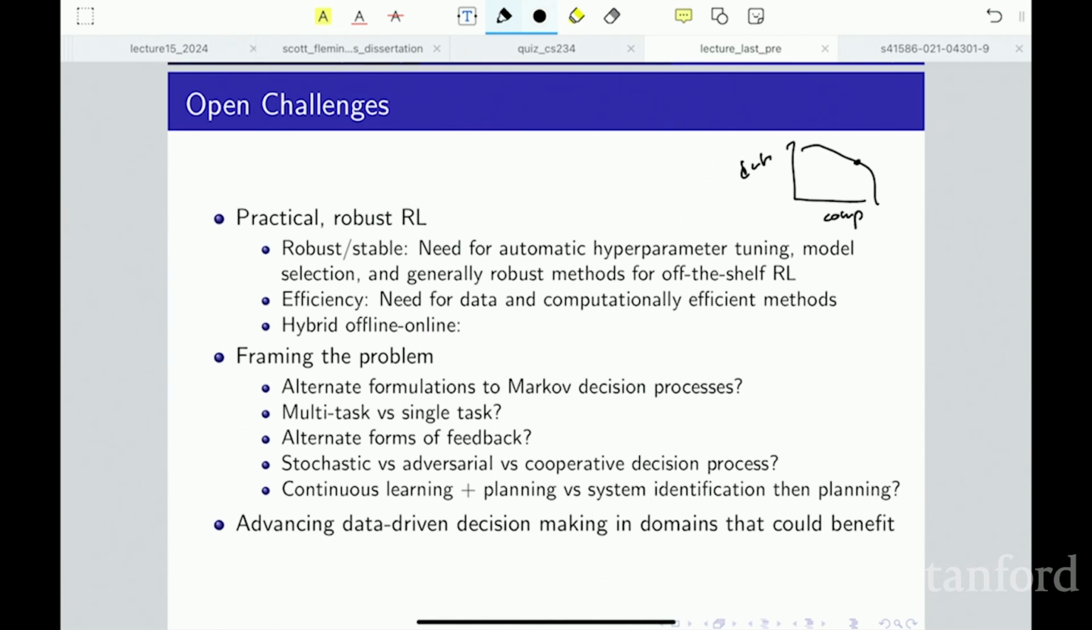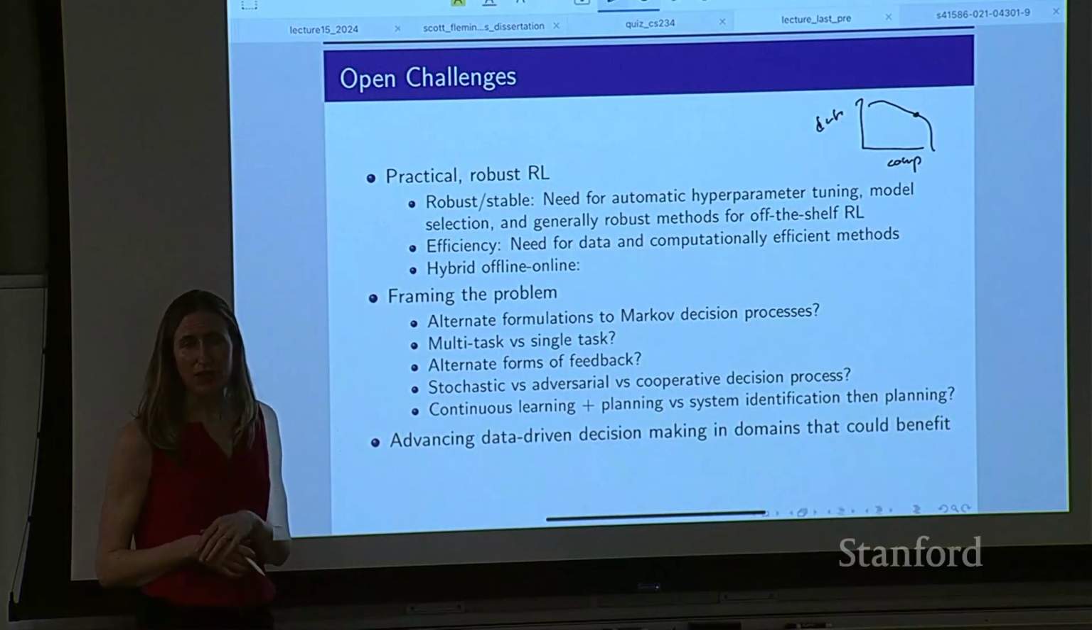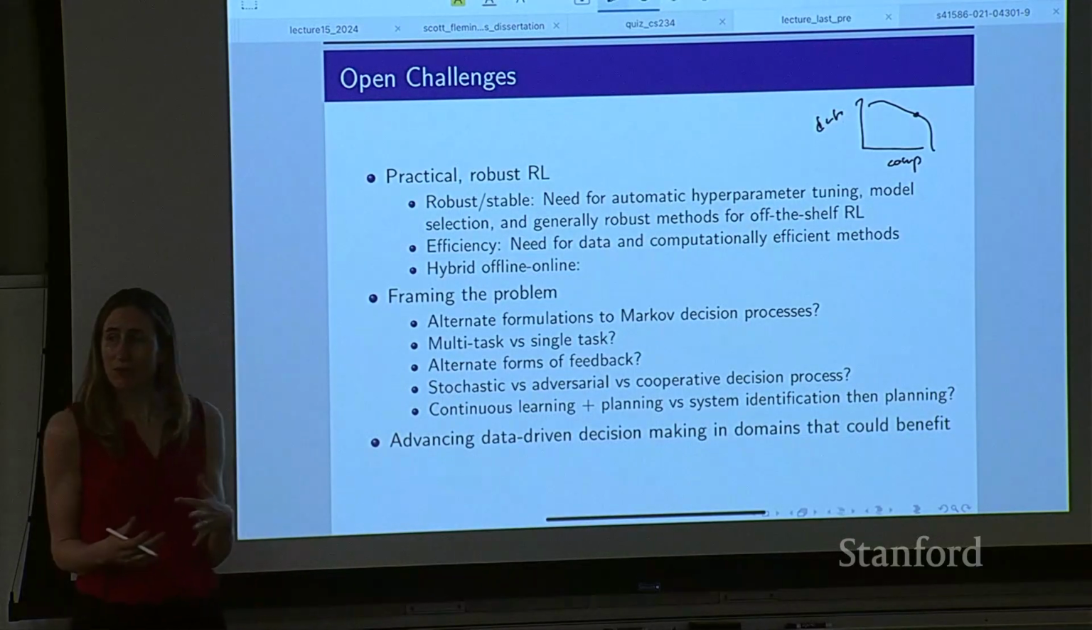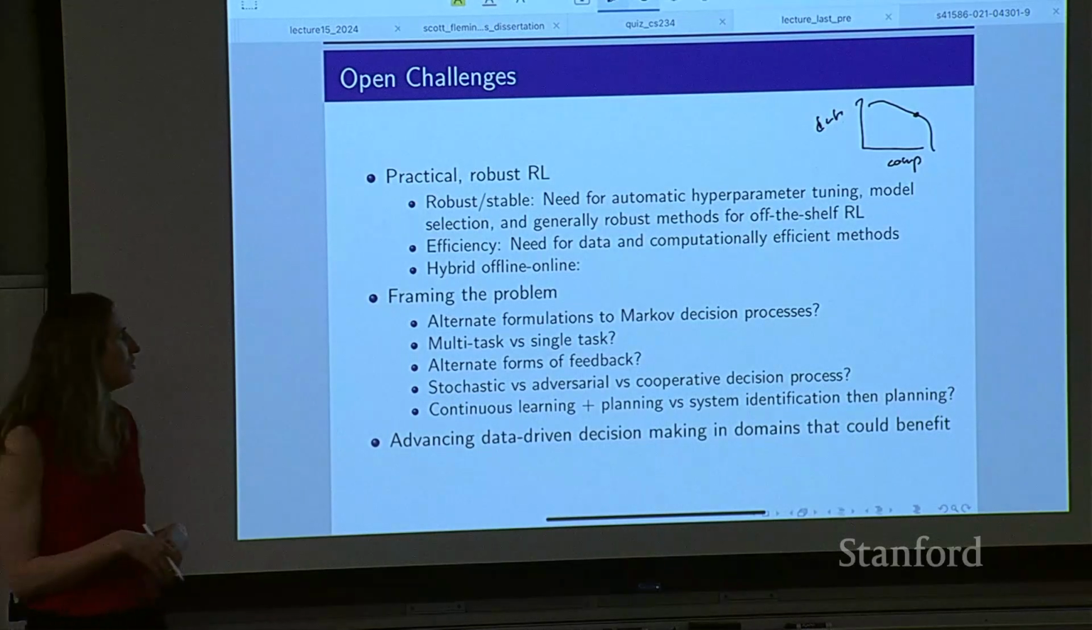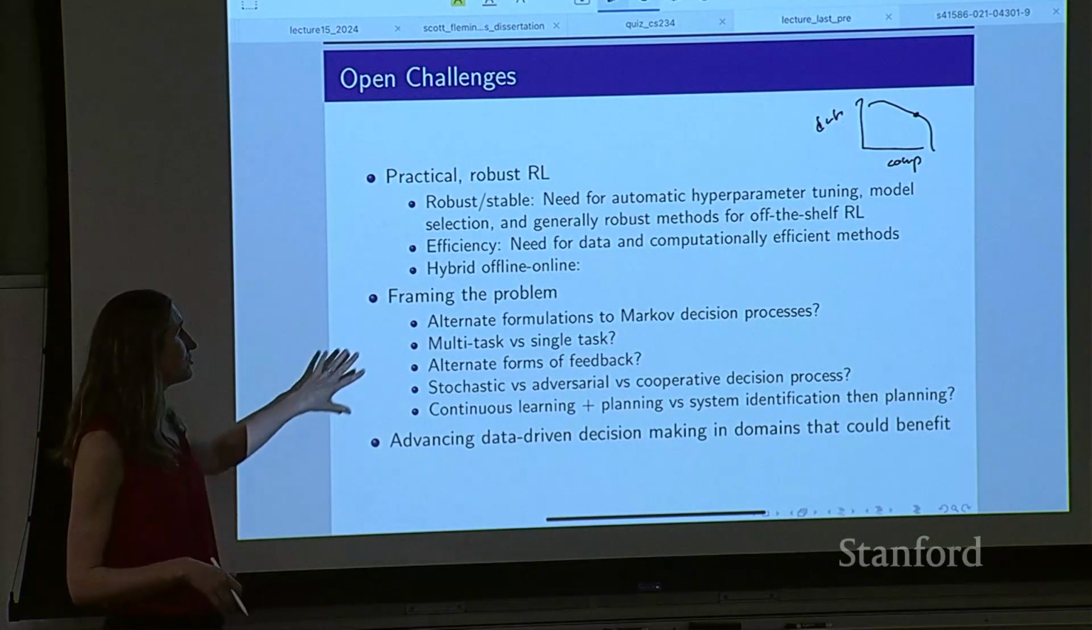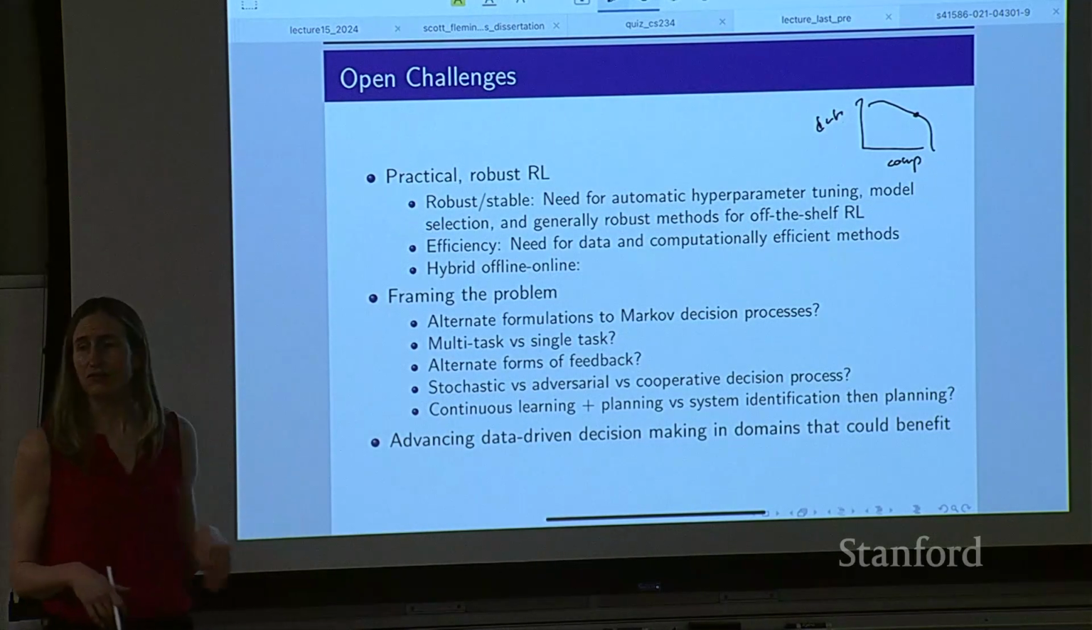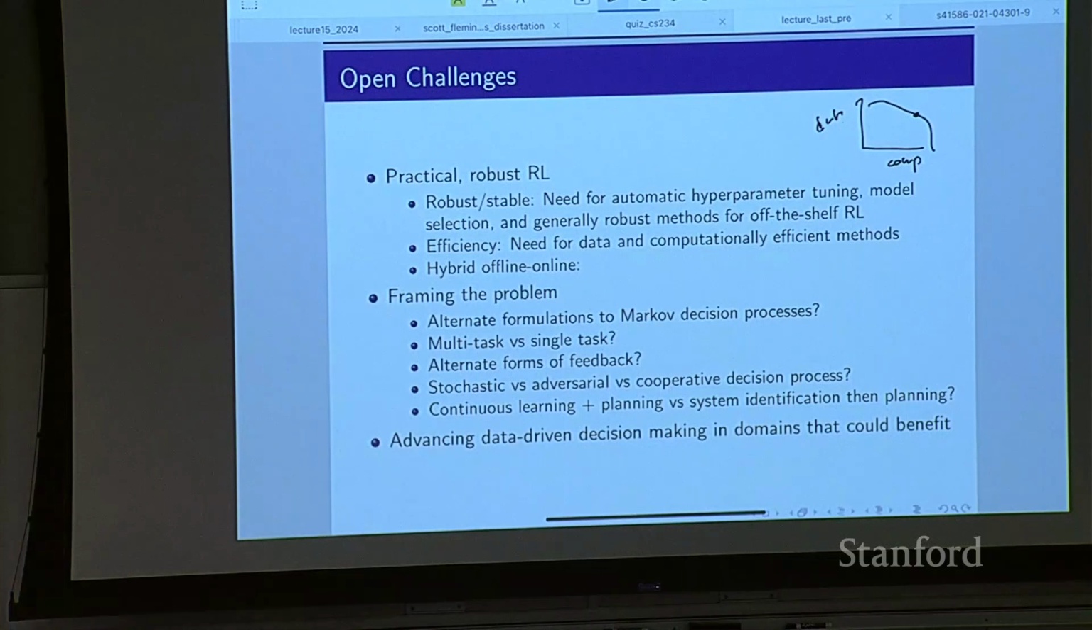I also think this hybrid offline-online case is a really important one, where many organizations might be willing to do a little bit of additional data collection, but not fully online learning. I think there are also some really big questions for reinforcement learning. We focused a lot on the Markov decision process formulation. That's where it comes out of the 1950s and Bellman. That's how I learned about it.